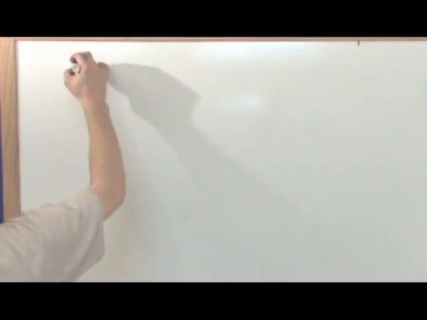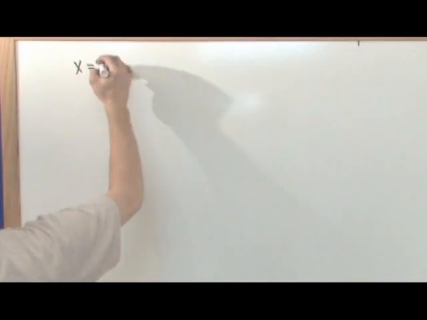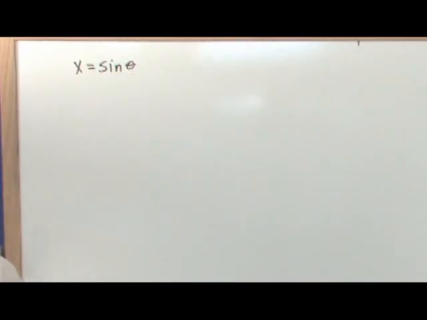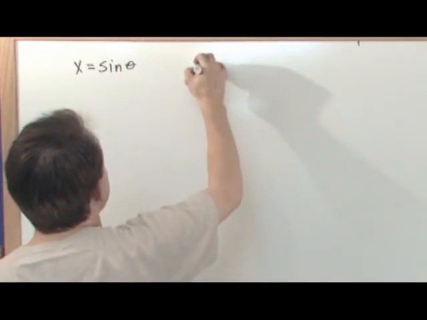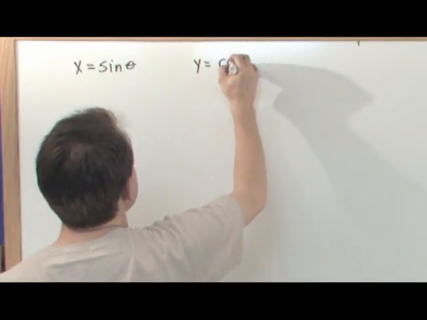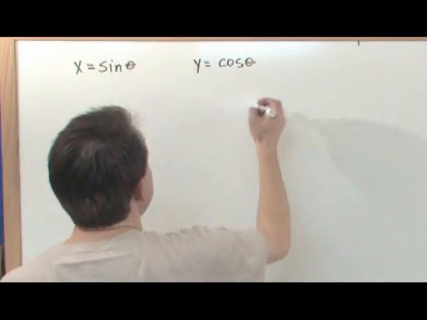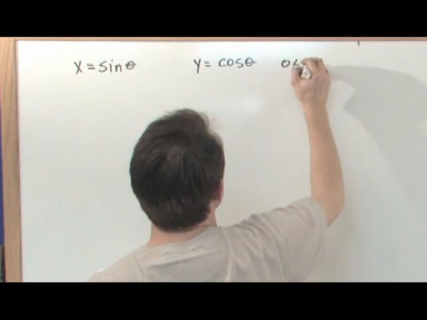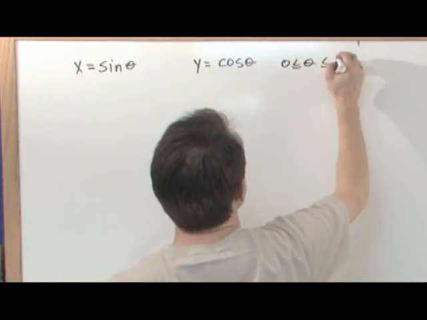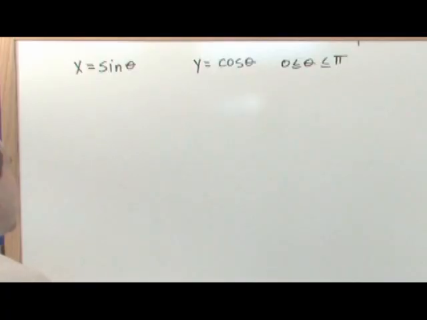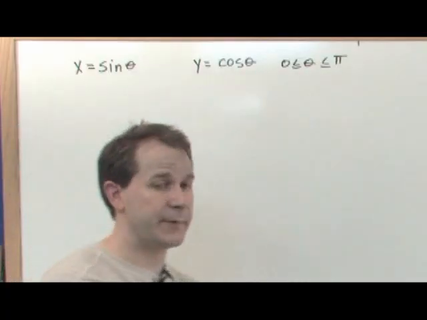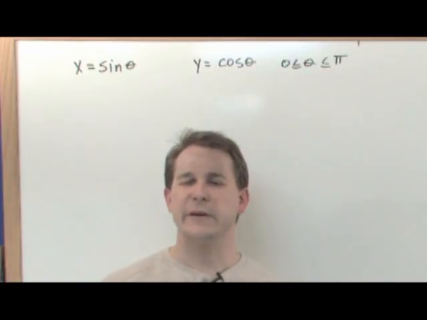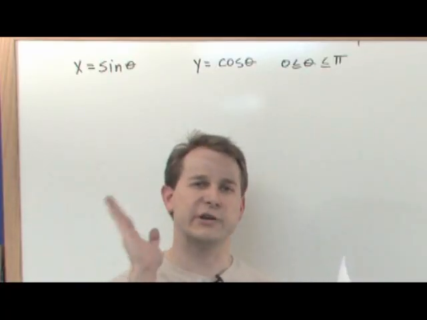Now the next problem is my parametric equation is going to be x equals sine of theta, so when I plug in theta, I'm going to get x, and y is going to equal cosine of theta. And theta, we're going to say, is only going to go from 0 to pi. Now this is an example I brought up because most of the time when you see parametric equations, they're in terms of t for time. Here it's in terms of theta. And the reason sometimes you see them in terms of theta is because usually you have something rotating.